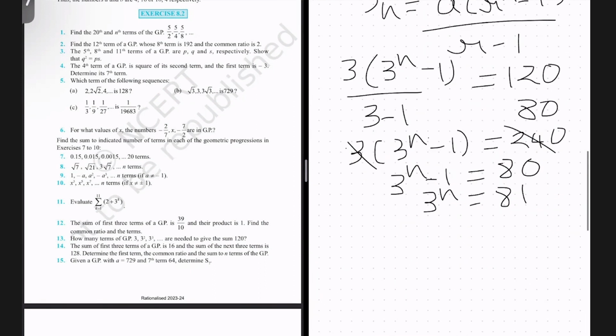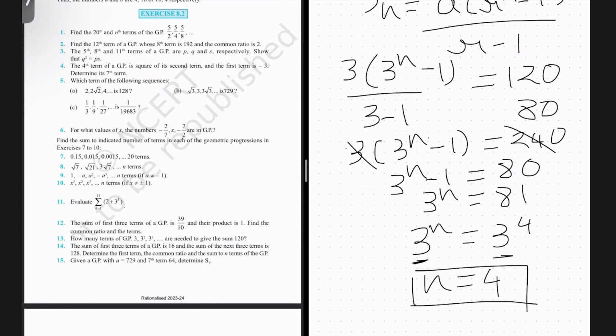When you solve for n, 3 raised to the power n equals 3 raised to the power 4, because 81 is nothing but 9 squared and 9 is nothing but 3 squared. So 2 into 2 gives us 4. So 81 can be expressed as 3 raised to the power 4. As both these bases are the same, I can compare the powers now. So n is going to be 4. So you need the sum of the first 4 terms in order to get the sum of the GP to be 120. Correct? That was the solution for the 13th question.